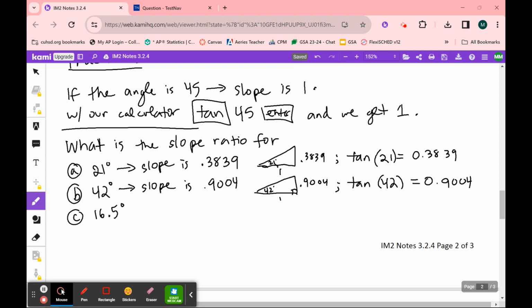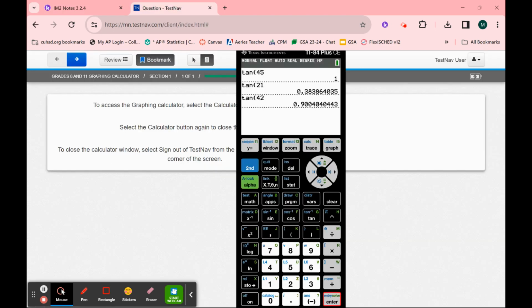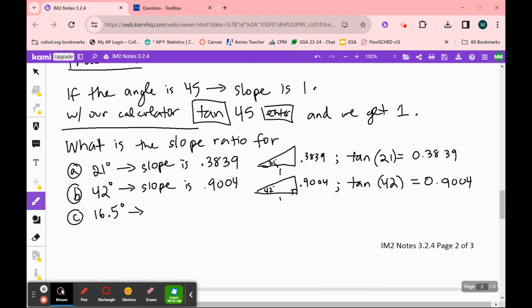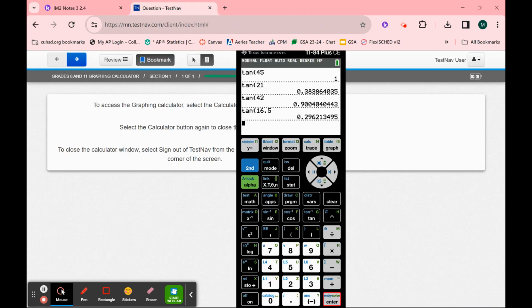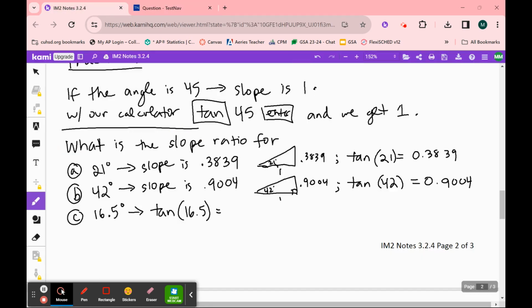And for 16.5, no problem, your calculator can do that. Tan of 16.5 is 0.2962. Tan of 16.5 is 0.2962.